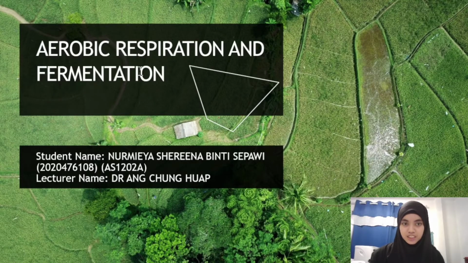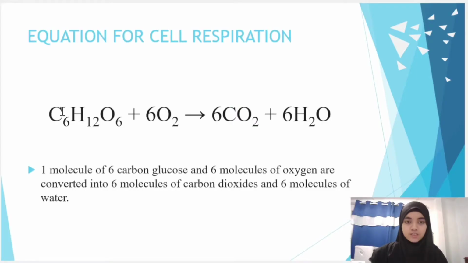Aerobic Respiration and Fermentation. So this is the equation for cell respiration. One molecule of glucose, that is C6H12O6, and 6 molecules of oxygen, that is 6O2, are converted into 6 molecules of carbon dioxide, that is 6CO2, plus 6 molecules of water, 6H2O.